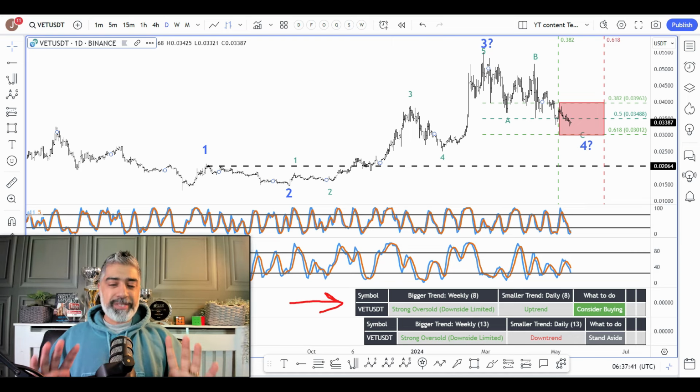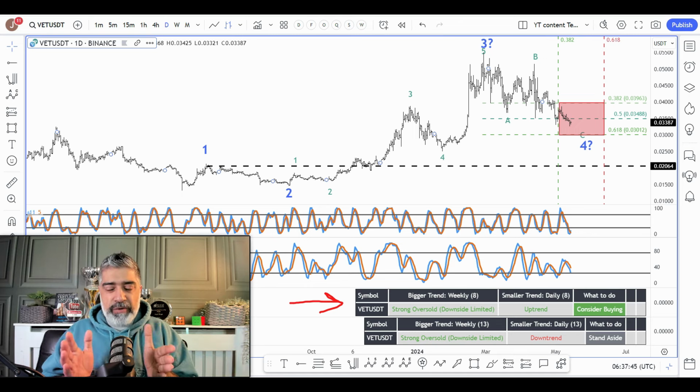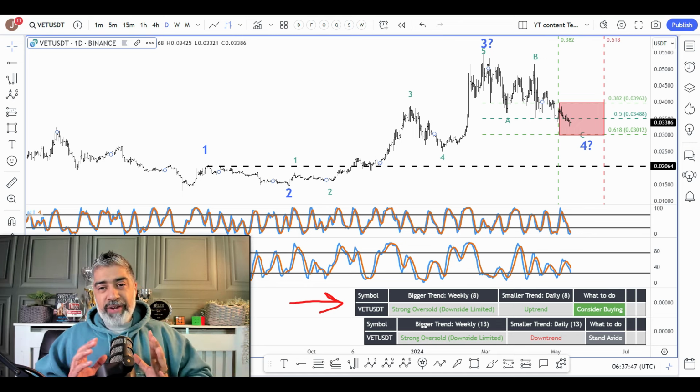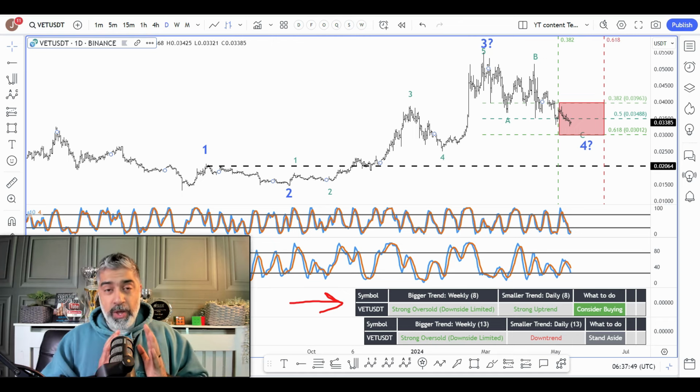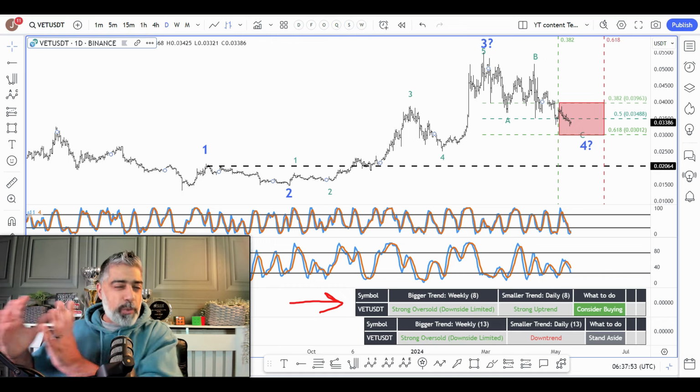And what this dashboard tells us is the higher degree time frame. So we're looking at a daily chart right now, but the higher degree time frame is a weekly time frame. So we're moving 1 time frame up. A lower degree time frame would be the 4-hour or the 1-hour chart.